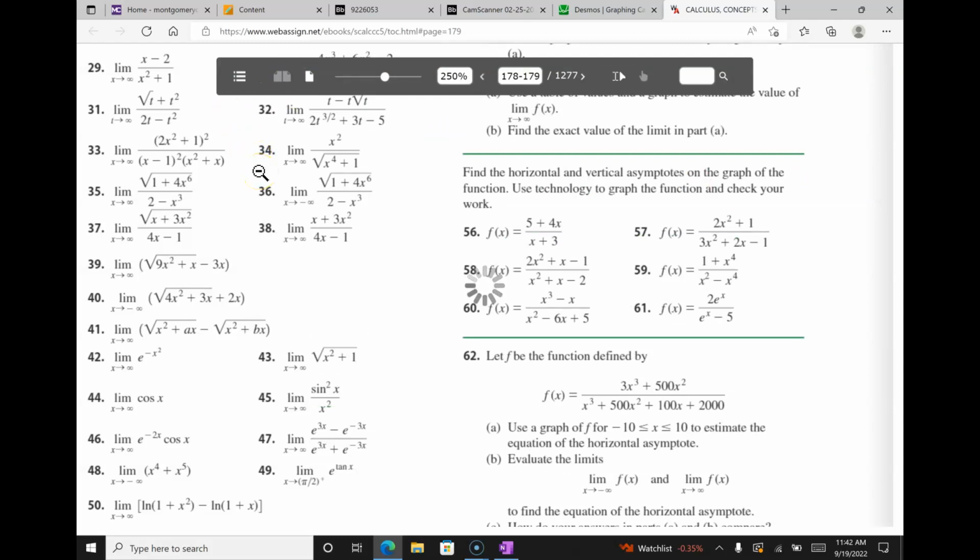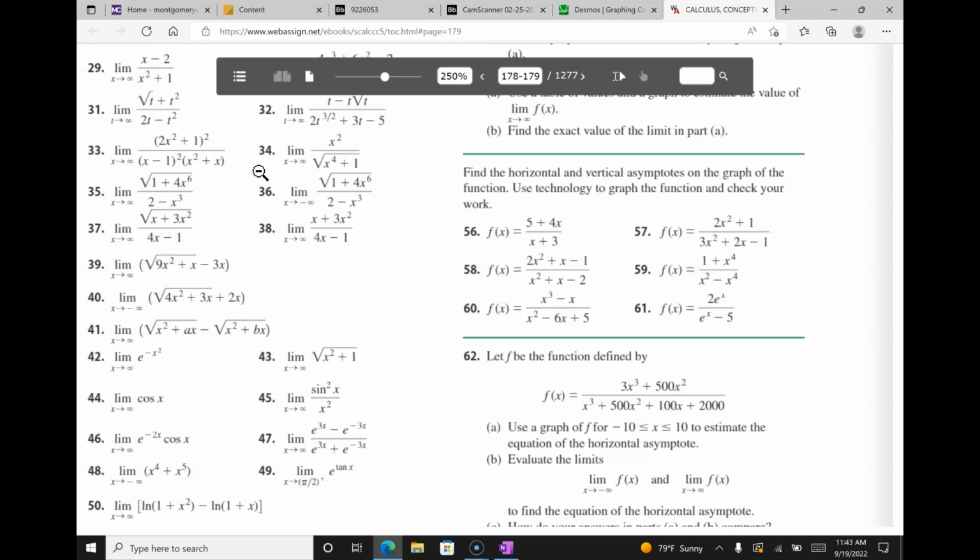All right, that's a little bit better. Take a look at 29. Can you see it all right? What's the mother function upstairs? x. Downstairs is x squared. What does that reduce to? 1 over x, right? x over x squared is 1 over x. And we know where that goes.